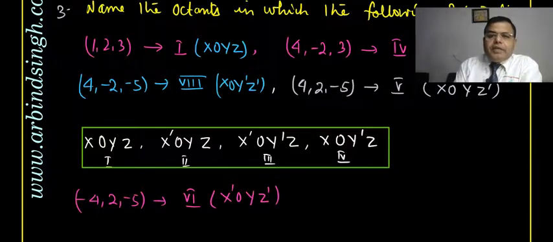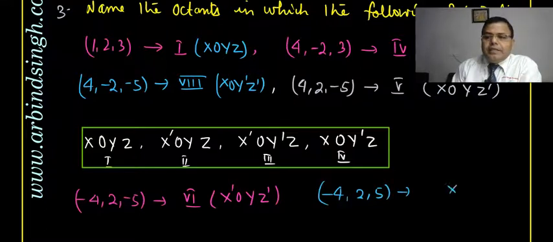Now the next point is given here: this is minus 4, 2 and 5. So it is nothing else but x dash, y and z. This lies in the second quadrant. Right? So that must be in the second quadrant.